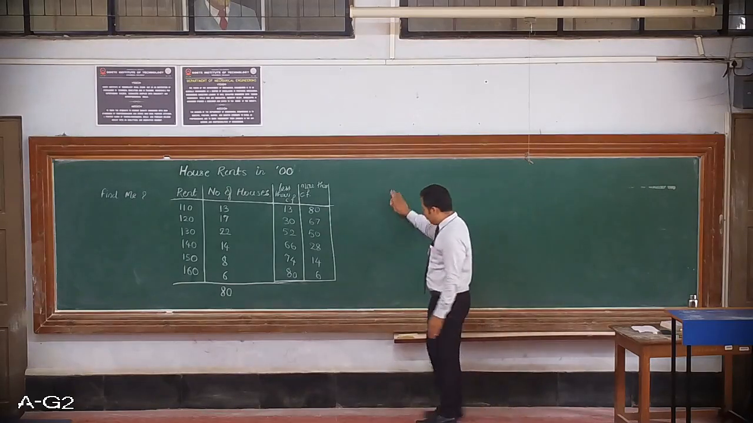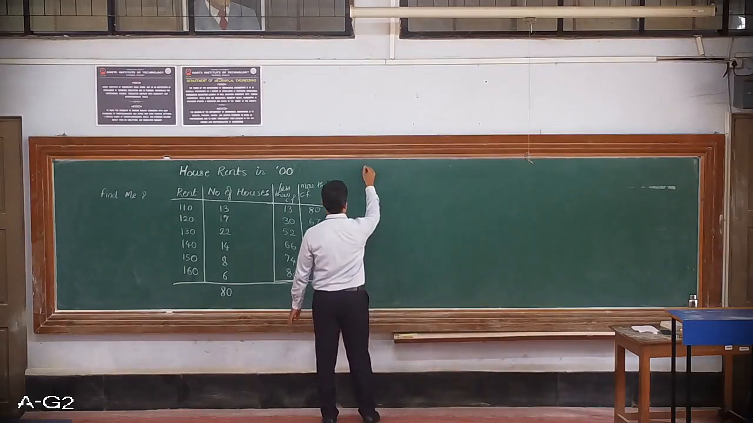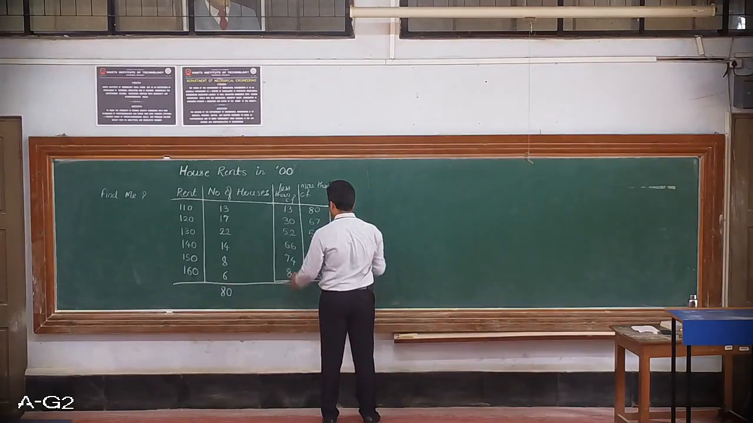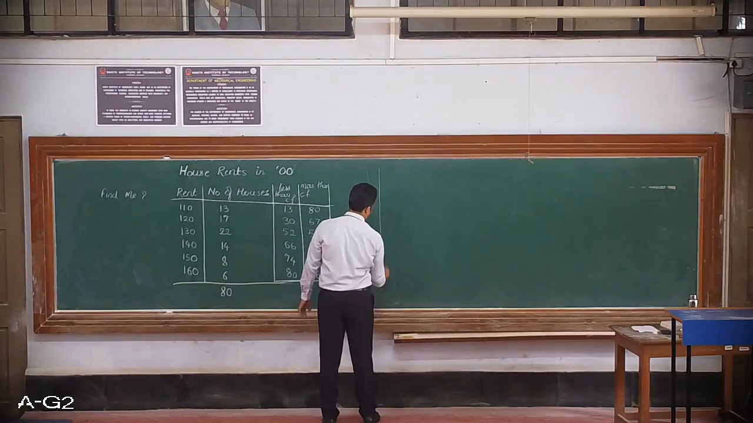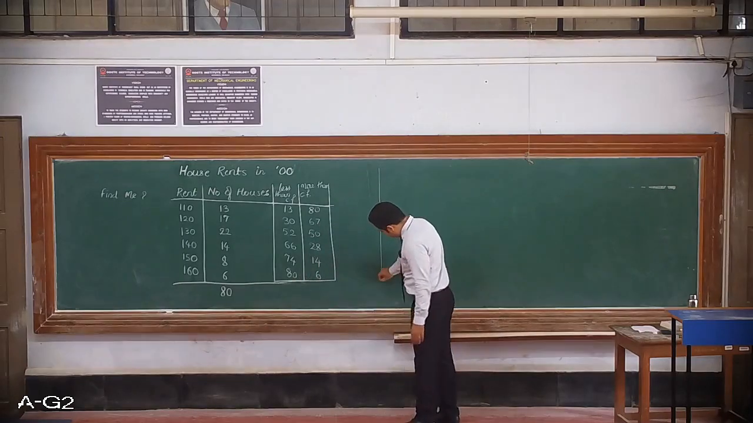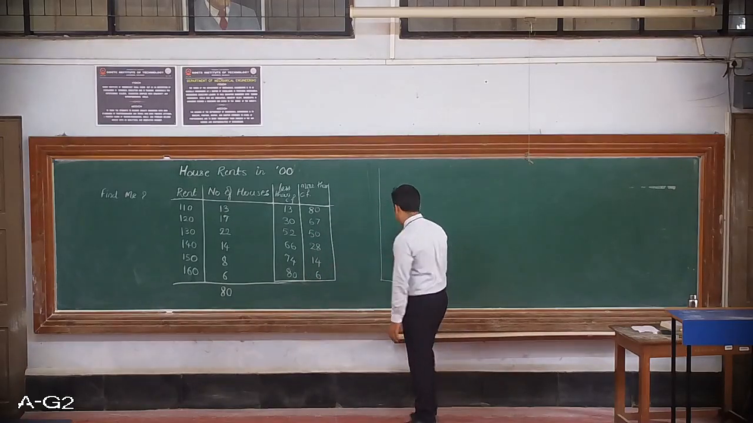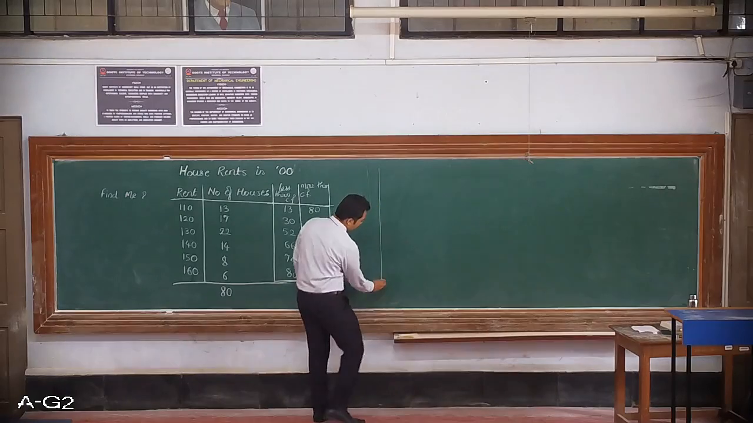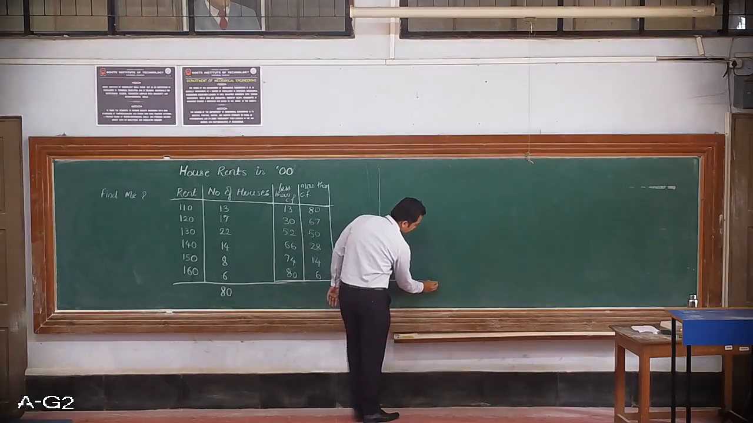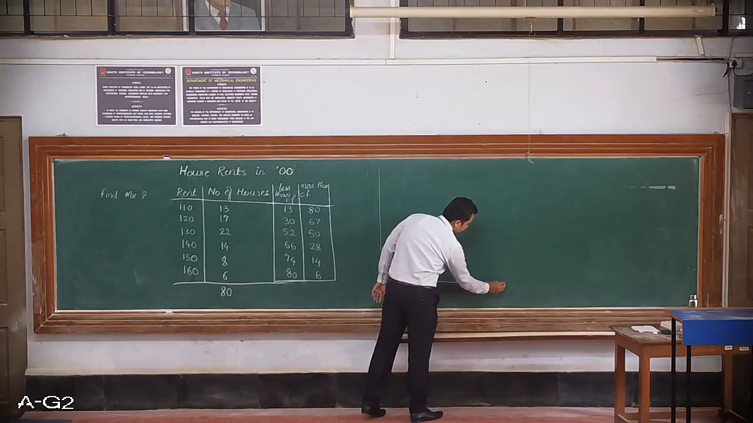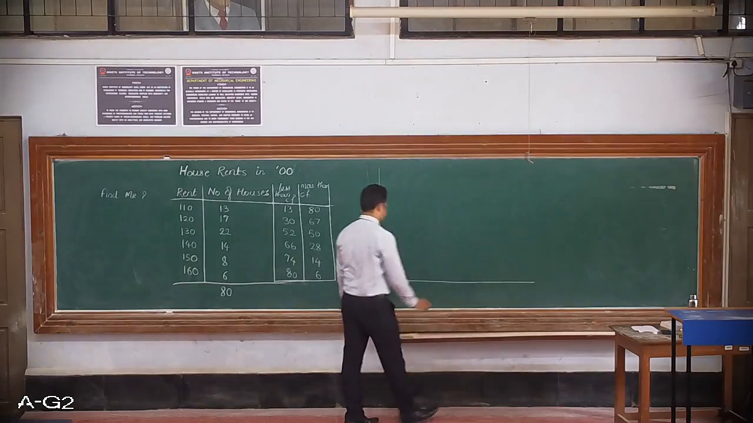Okay. Now I need to draw the graph of these two cumulative frequencies. So this is my y-axis, and I'm trying to draw a straight line. This is my x-axis.